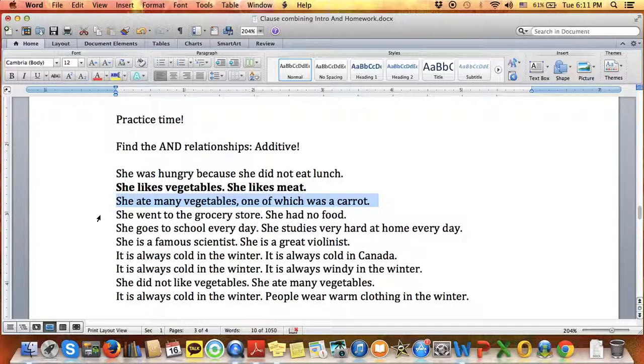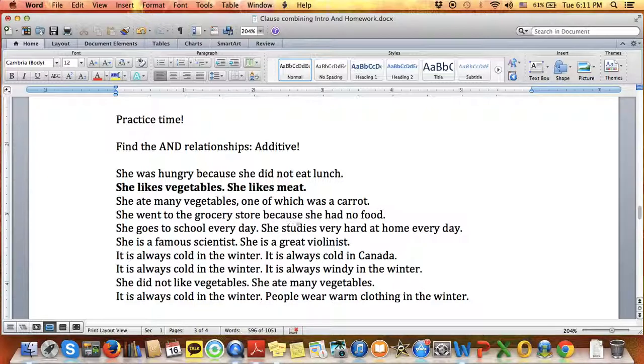Next up, she went to the grocery store. She had no food. This is not one either. Again, this would probably work best if we just say she went to the grocery store because she had no food. This one is the reason, and this one is the result right here.